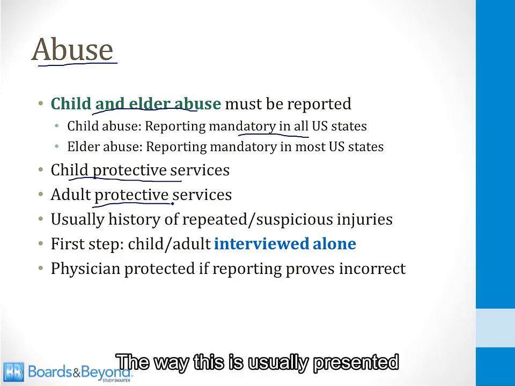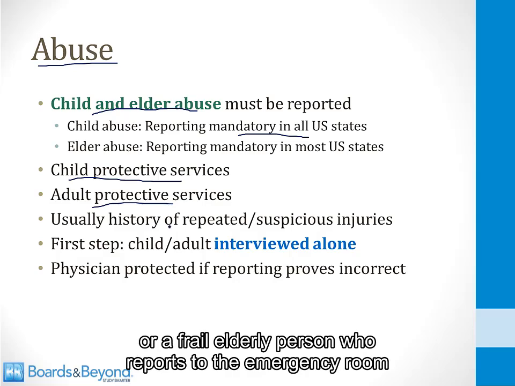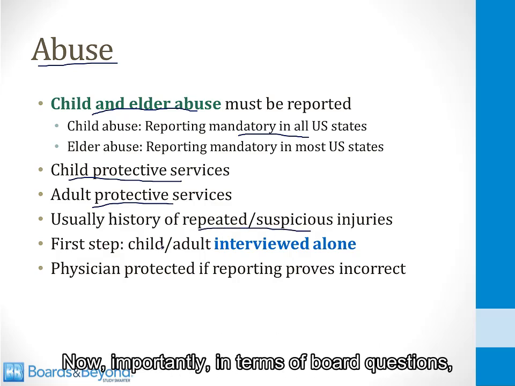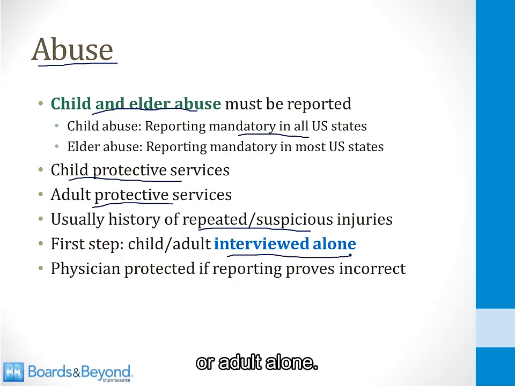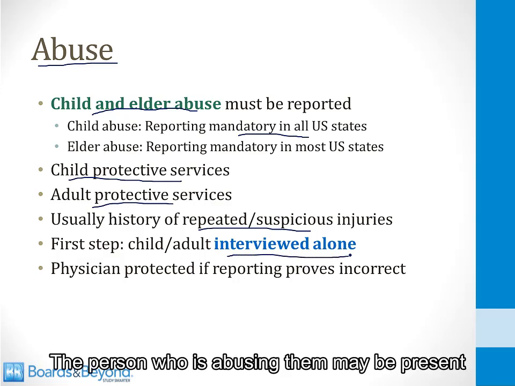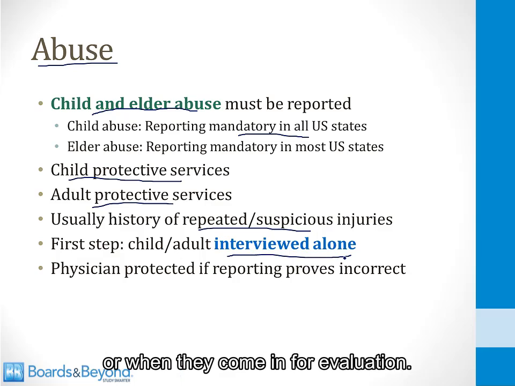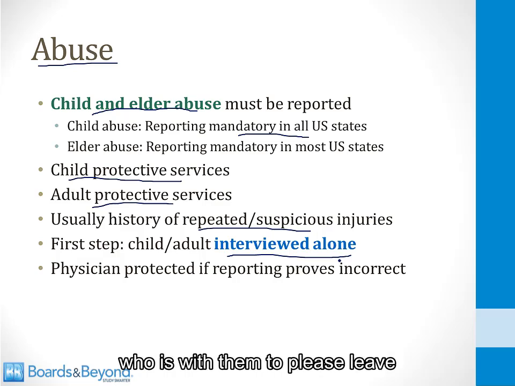The way this is usually presented in a board question is it will be a child or a frail elderly person who reports to the emergency room or their physician with repeated suspicious injuries. Now, importantly, in terms of board questions, the first step is always to interview the child or adult alone. The person who is abusing them may be present when they come into the emergency room or when they come in for evaluation. What you want to do is get the person alone so that you can obtain information. The way you usually do this is by asking the person who is with them to please leave so that you can examine the patient.